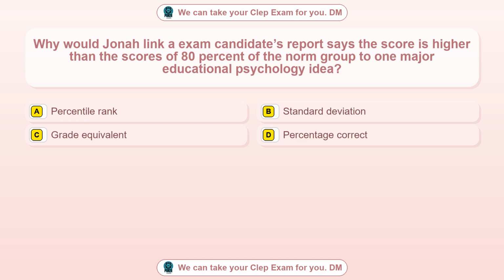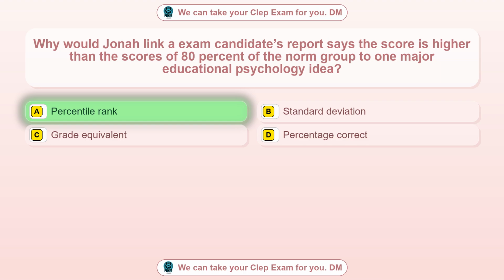Question 95. Why would Jonah link an exam candidate's report that says the score is higher than the scores of 80% of the norm group to one major educational psychology idea? Option A, percentile rank. Option B, standard deviation. Option C, grade equivalent. Option D, percentage correct. The correct answer is option A.